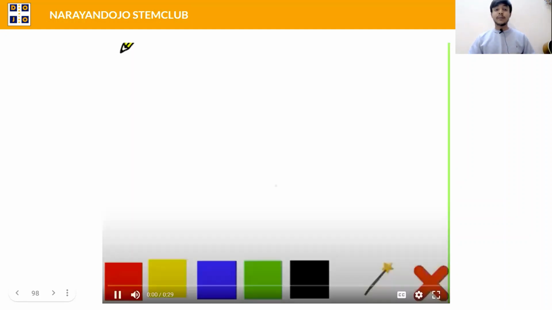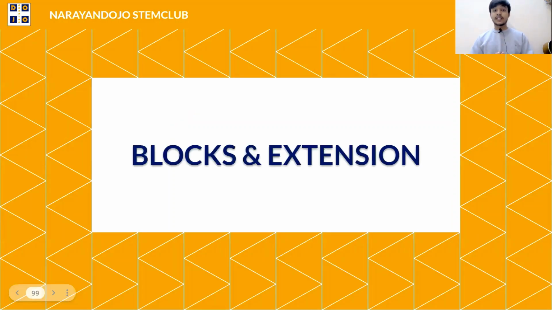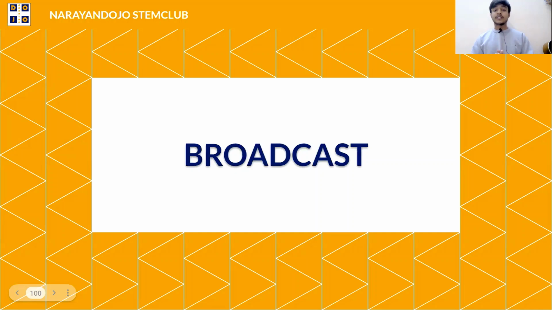Before starting to make the app, first let's know about some main blocks and extensions which we are going to use in the Paint app. The first block is broadcast. So can you tell me what is the meaning of the word broadcast according to you? Broadcast is simply sending a message from one side to another side, sending some information from one side to another side.